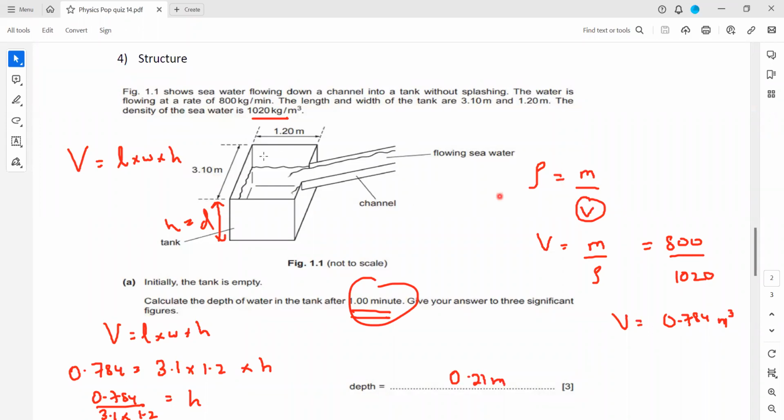So first we work out the total volume of the water present after 1 minute. And then after knowing its volume, we have the formula: volume of a tank equals length times width times height. As they mentioned, it's a rectangular container. So we have the length, we have the width. If we need the height, or you can also say the depth, we use that to work it out. Is it clear, this one?